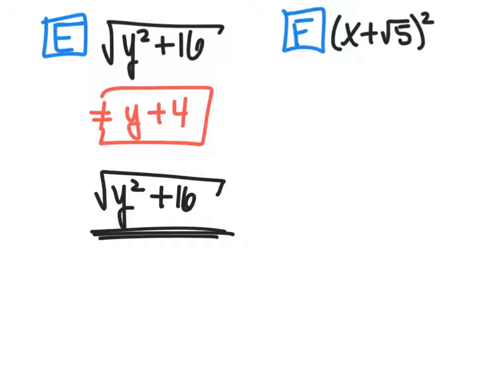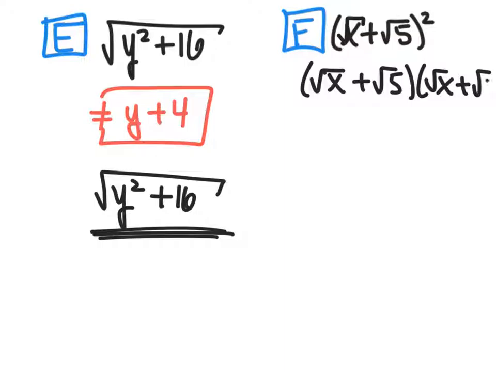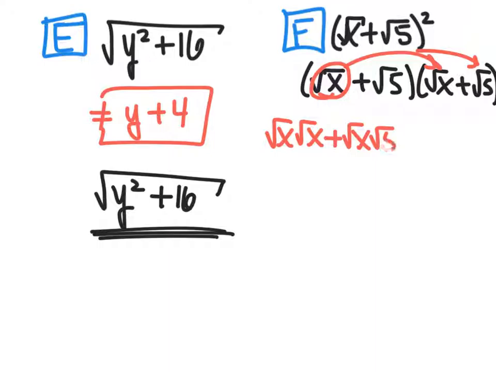Next, if I'm going to expand the square root of x plus the square root of 5, squared, you're going to have the square root of x plus square root of 5 times square root of x plus square root of 5. So many of you did that correctly. We will distribute this to both terms. So you get root x times root x plus root x times root 5. Then we distribute this. So that's plus root 5 times root x plus root 5 times root 5.